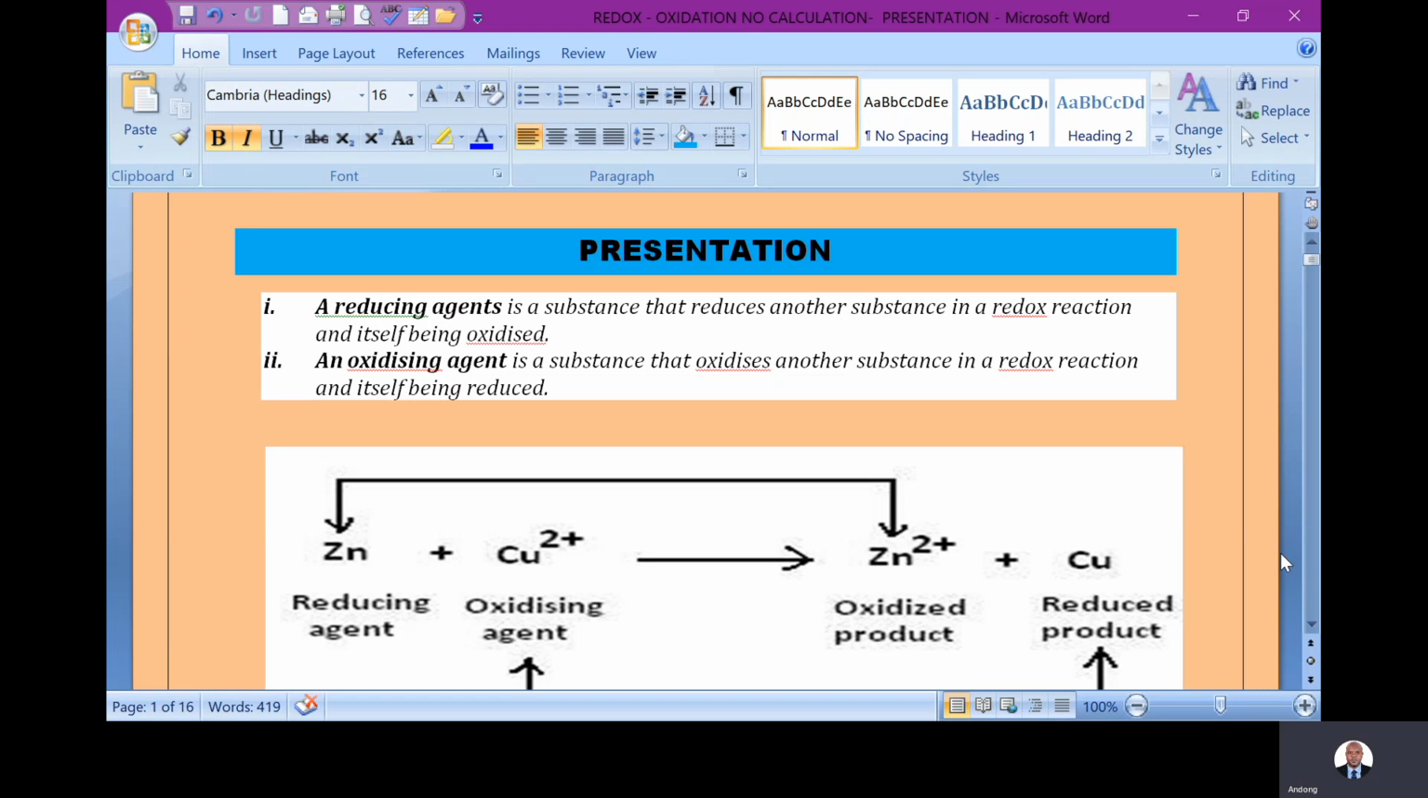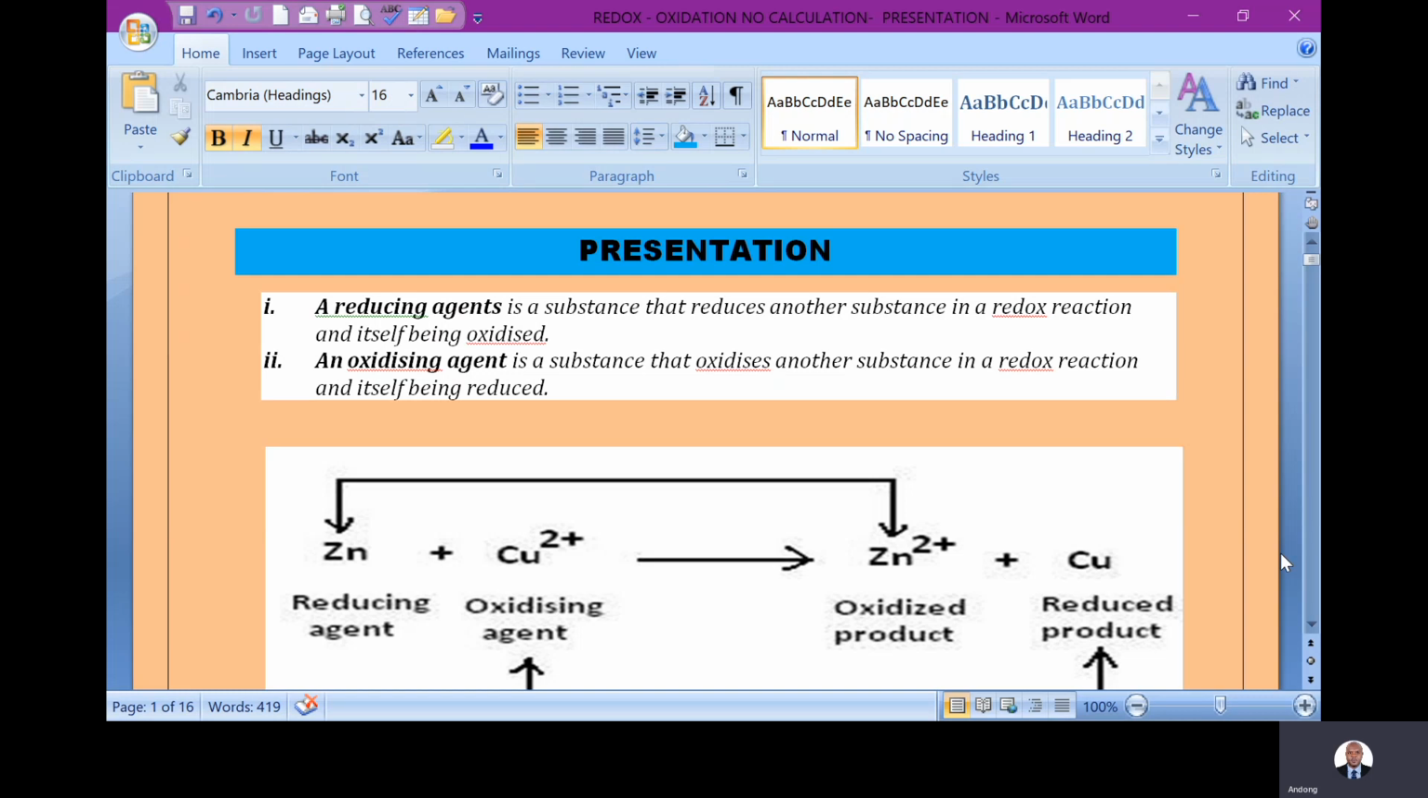Starting again, during our previous lesson, we mentioned that a reducing agent is a substance that reduces another substance in a redox reaction and is being oxidized. Whereas an oxidizing agent is a substance that oxidizes another substance in a redox reaction and is being reduced. What do I mean by this?